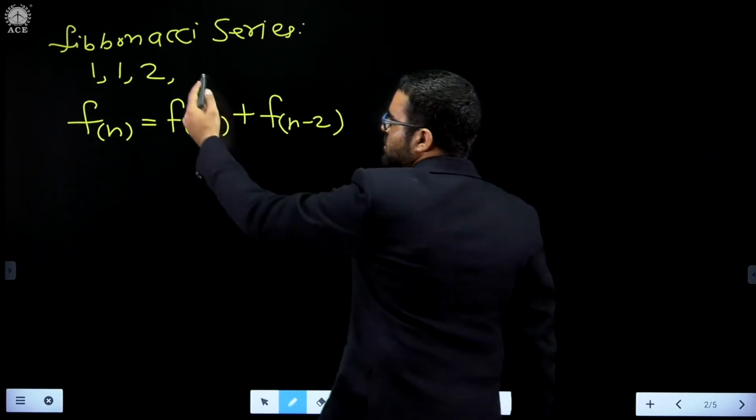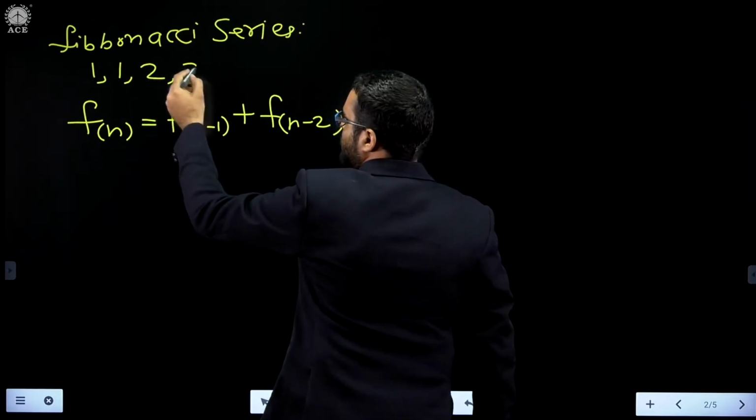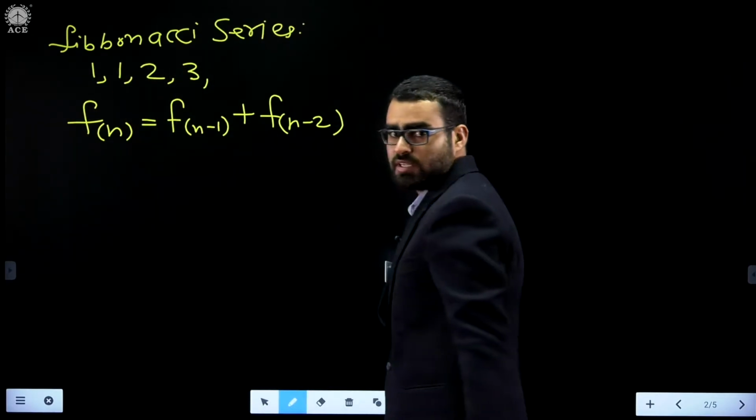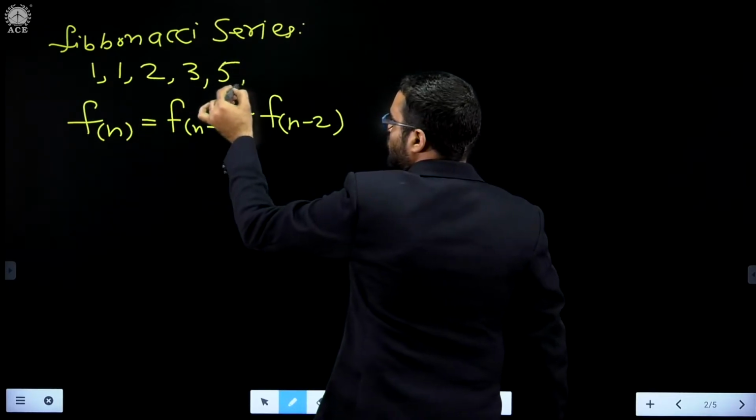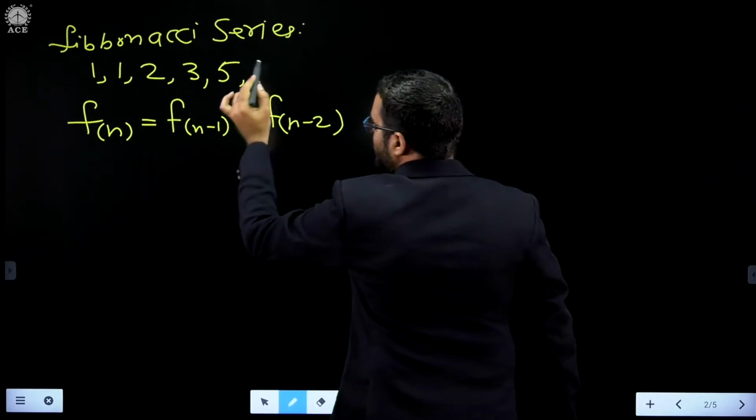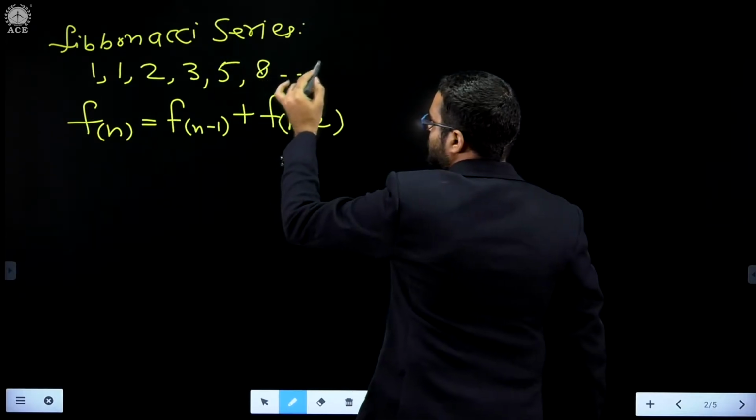So what will be the next number? That will be 2 plus 1, that will be 3. What will be the next number? That will be 3 plus 2, that will be 5. What will be the next number? That will be 3 plus 5, that will be 8, and so on.